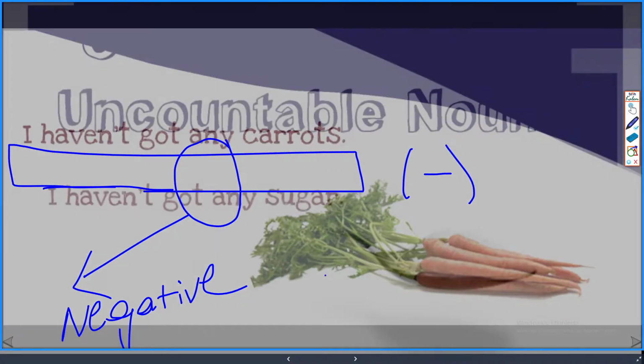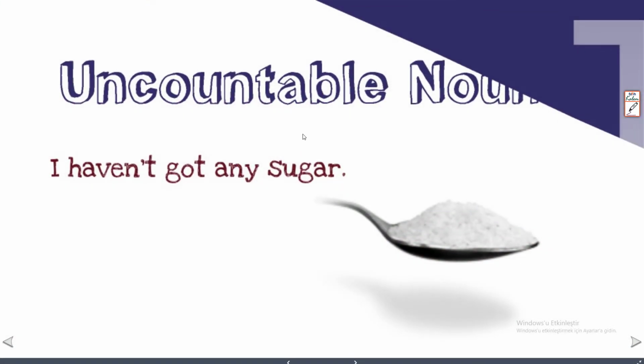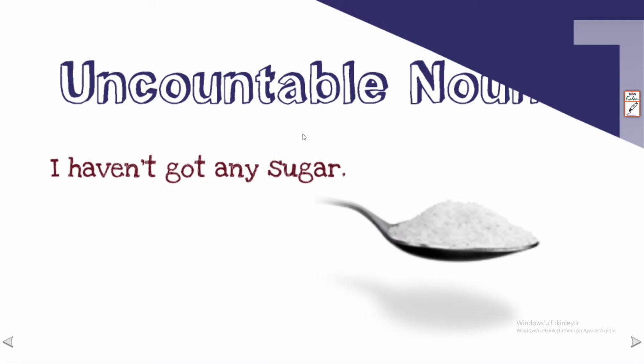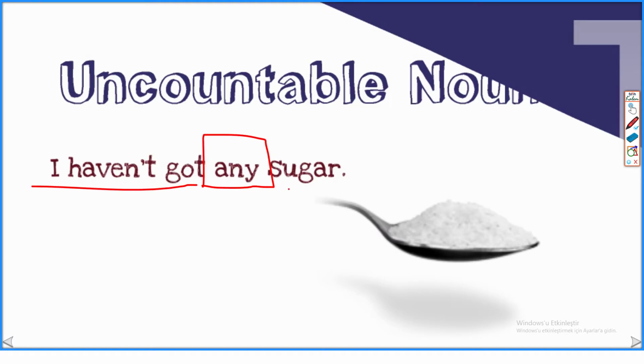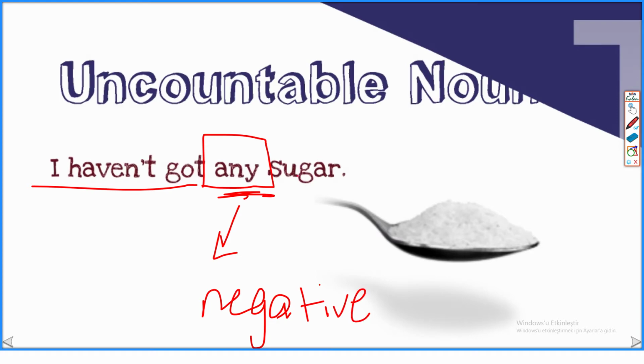And guys, we are going with uncountable nouns. I haven't got any sugar. Sugar is uncountable, and I haven't got any sugar. I use any. It is a sign of negative, and sugar is uncountable, guys, as you see.